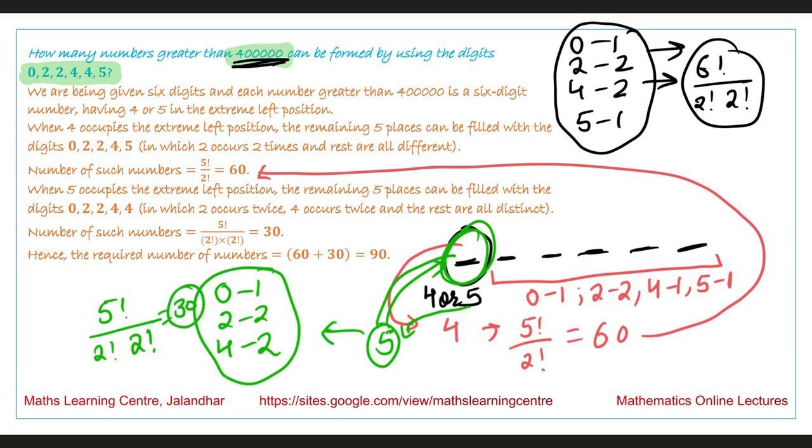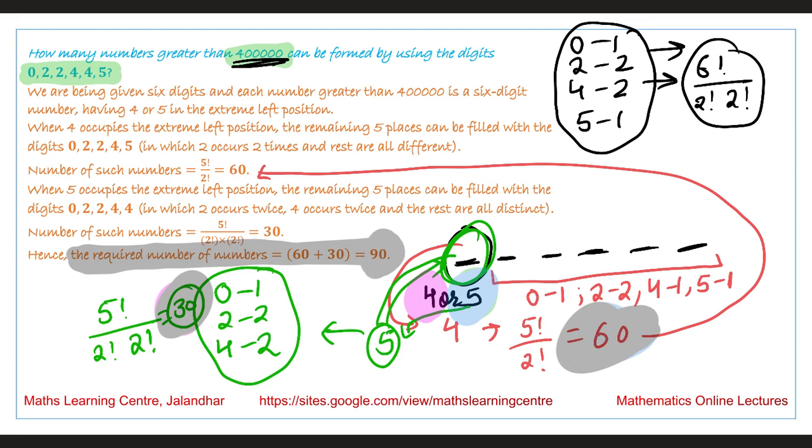So what we are saying over here is, either we have 5 at this place or we have 4 at this place. These are two different events, they are not occurring one after the other. So we have to apply the fundamental theorem of addition. So 60 ways can be there if 4 is the first digit, and 30 ways can be there if 5 is the first digit. So the required number of ways is given by the sum of these two, that is equal to 60 plus 30, that is equal to 90.